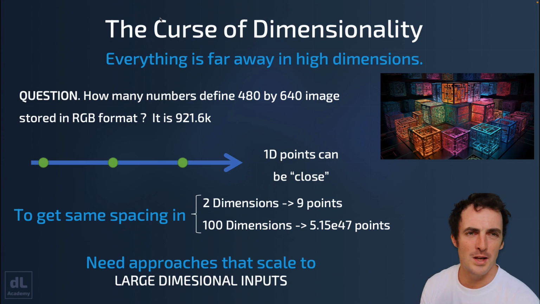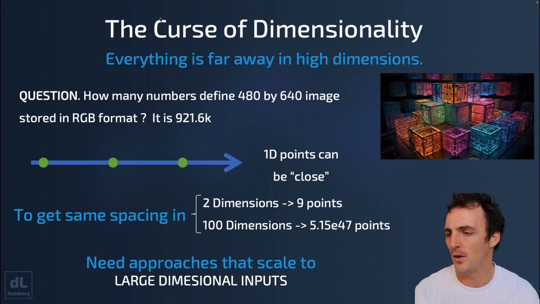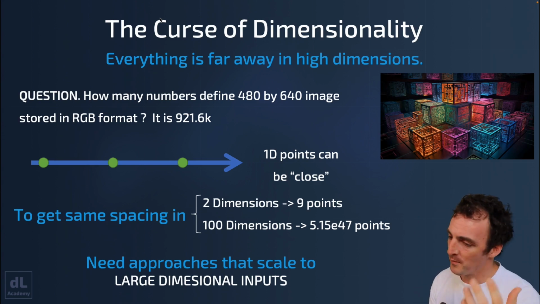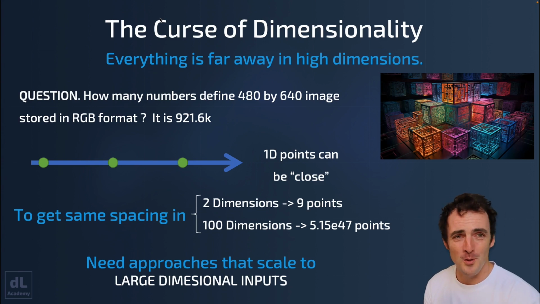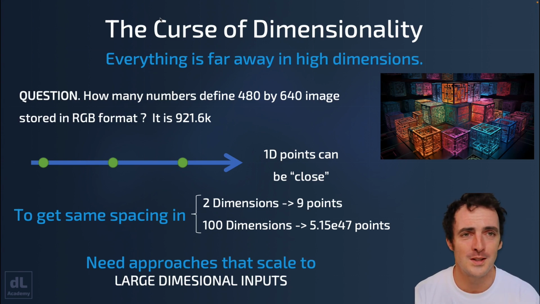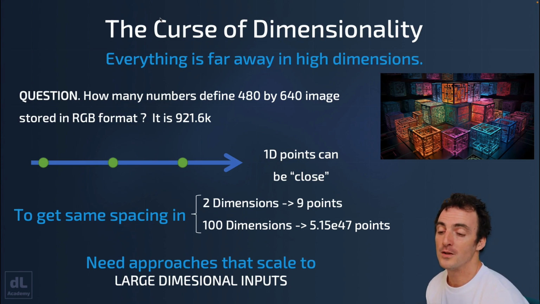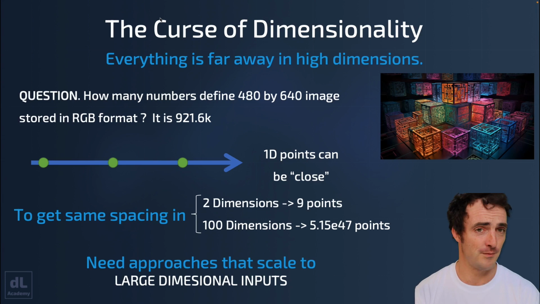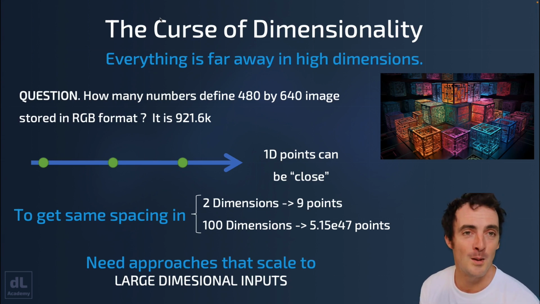Now, if you want data to be close together, I've drawn a straight line here, so this is 1D, we can easily space points pretty close together on a line. So here we've put 3 points. If I want the same spacing in 2D, I need 3 to the power of 2, which is 9, right? So I need a grid of 3 by 3, 9 points. If I then extend that to 100 dimensions, the number of points with the same spacing I require is about 5 times 10 to the 47. An eye-wateringly large amount. If I actually did the 920,000 example, I don't even dream what that number is.